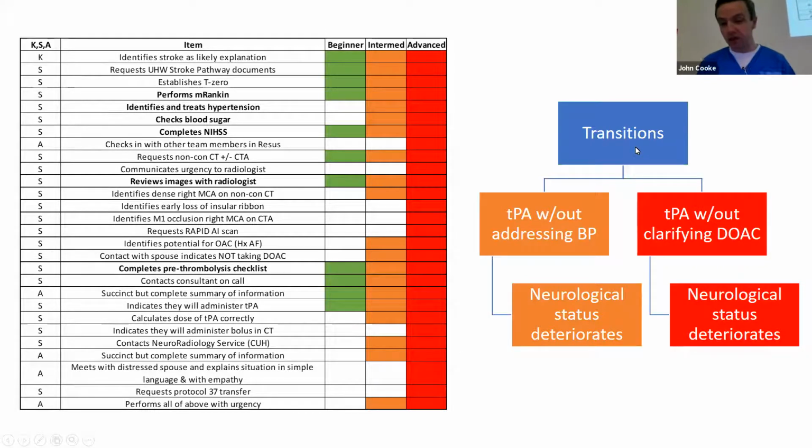I've anticipated 2 transitions. One is where the person has administered TPA without addressing what had been very significant hypertension. In this situation, I've identified that if they do that, the neurological status of the patient begins to deteriorate. A second transition is that if they give TPA without clarifying whether or not the person is taking an anticoagulant, we're going to see a further neurological deterioration. So these are 2 transitions. You could work in many potential transitions, but these are 2 that I anticipated.